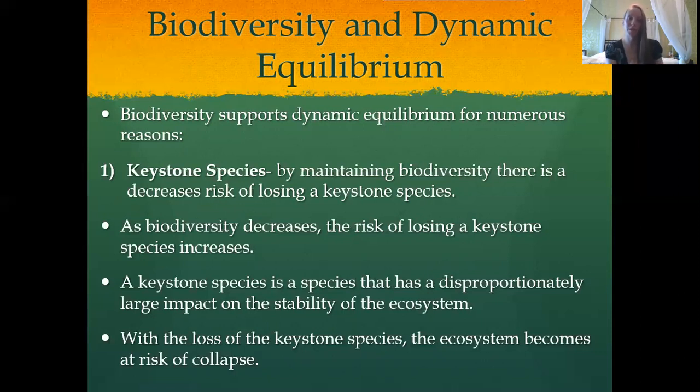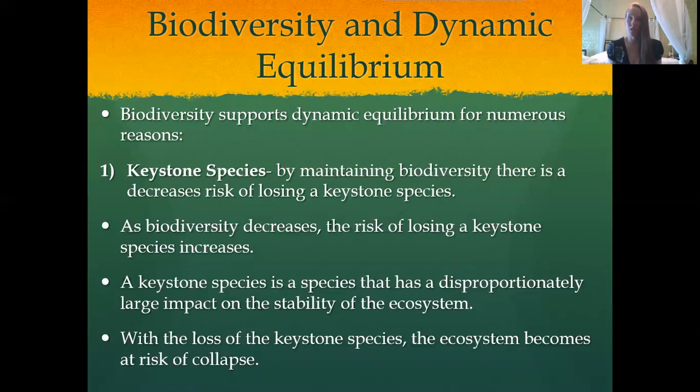And so without the bumblebees, those plants go extinct. Without those plants, you have the death of many herbivores. Without those herbivores, the carnivores go extinct, that sort of thing. So it's really important to maintain the biodiversity of an ecosystem so that you don't lose the keystone species.